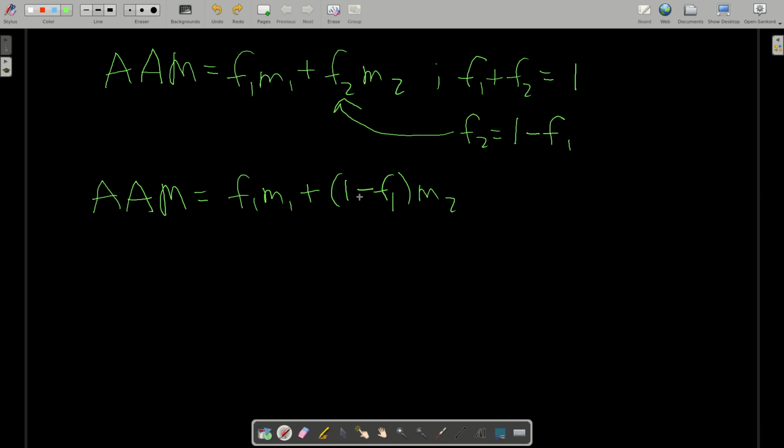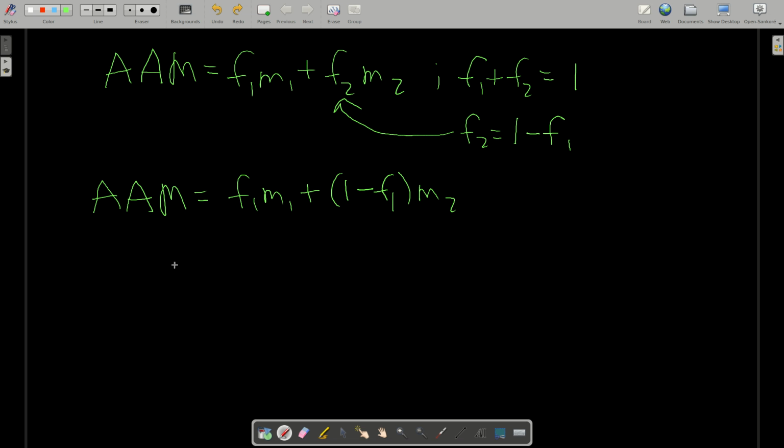Now what we'll do is the algebra, rearrange it, solve for F1. We know everything else in this equation. We can plug in and get F1. 1 minus F1 will be F2, up here. Once we get the two fractions, multiplied by 100, those are our answers.